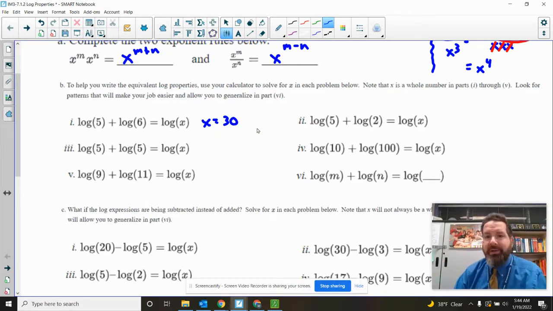So do a quick pause here. I want you to make some educated guesses as to what these others should be, and then unpause when you're ready to check them.